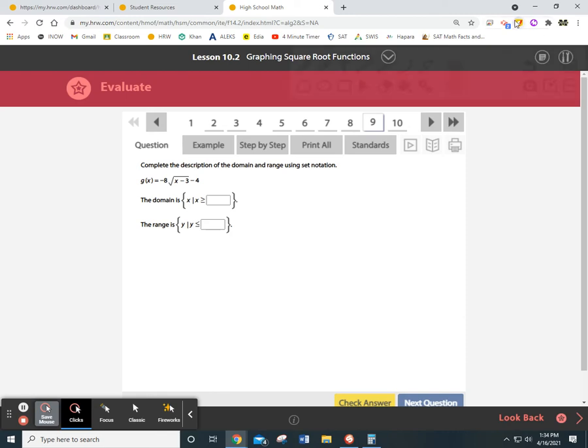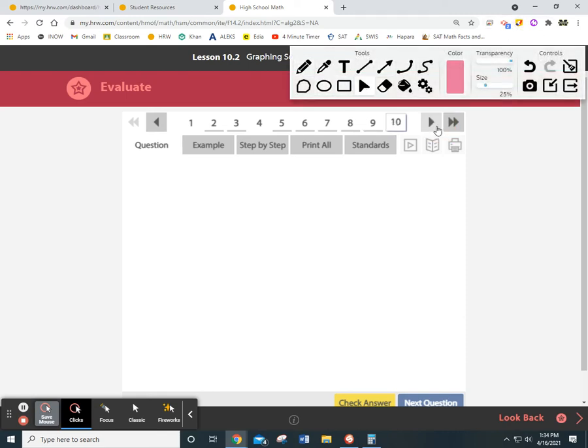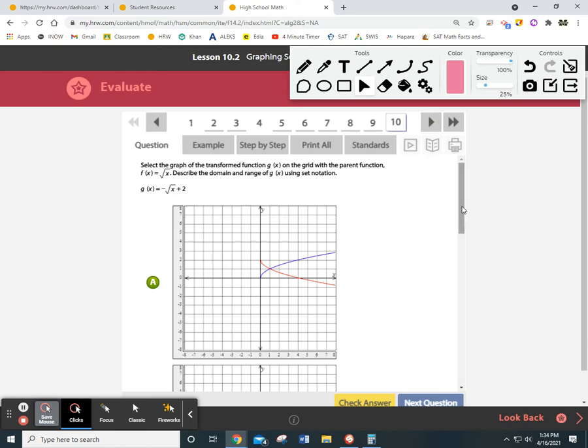All right, so let's look at a different type of question. This one says select the graph, describe the domain and the range from the parent function to the g of x. So if I want to talk about the domain, I'm going to say that my x's have to be greater than or equal to, there is no h, so I'm going to say 0. My range values, because this graph is opening down or it's negative, I need to say that the y's are less than or equal to whatever the k is.